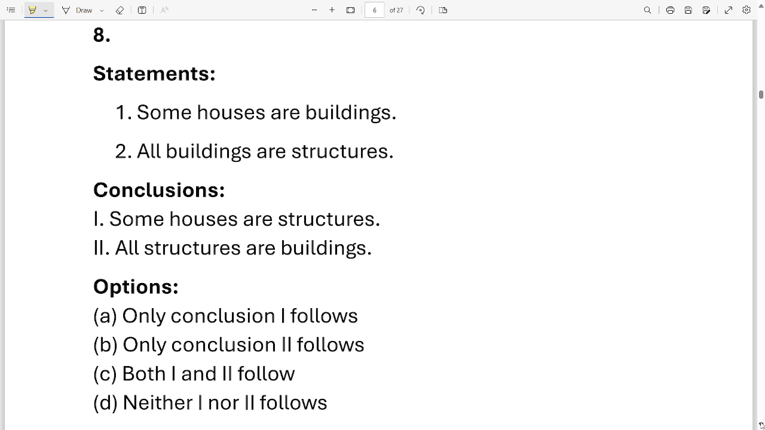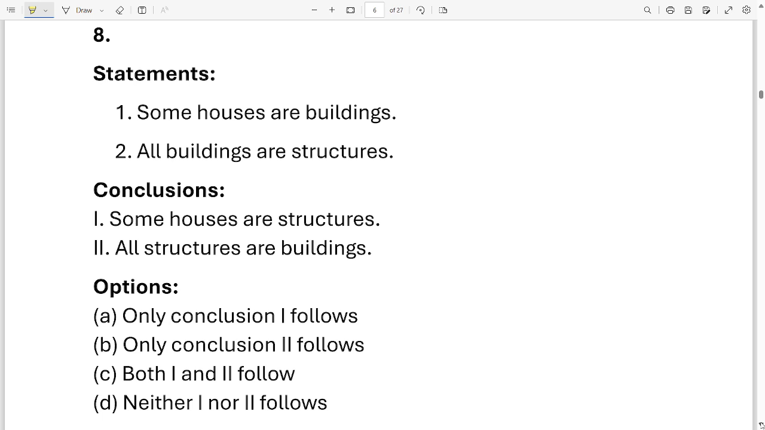Statement. Some houses are buildings. All buildings are structures. Conclusion: some houses are structures. Next conclusion: all structures are buildings. Your options. Only conclusion 1 follows. Only conclusion 2 follows. Both 1 and 2 follow. Neither 1 nor 2 follows.